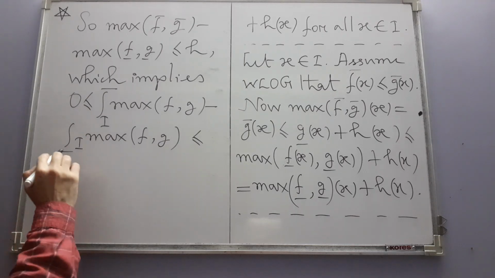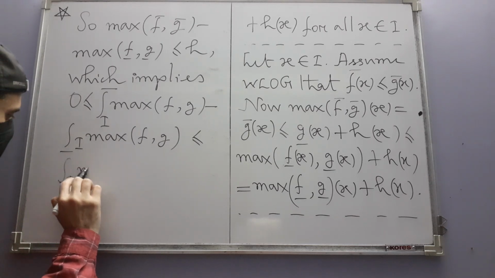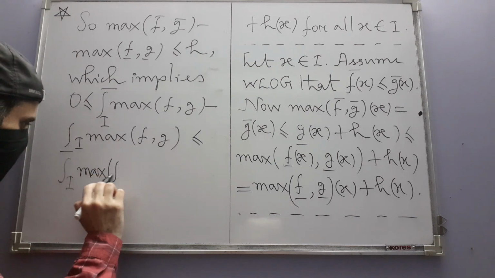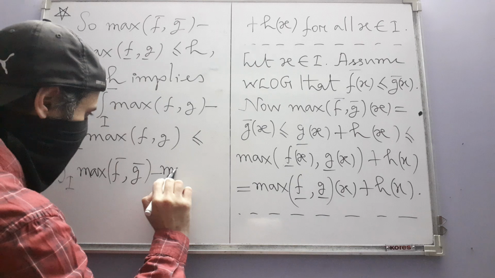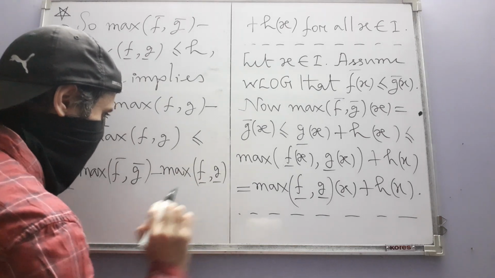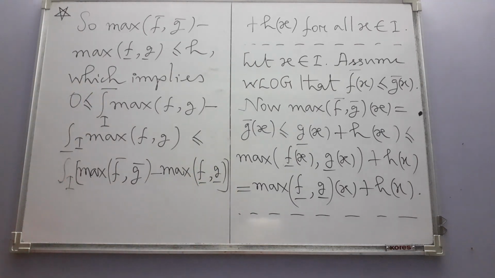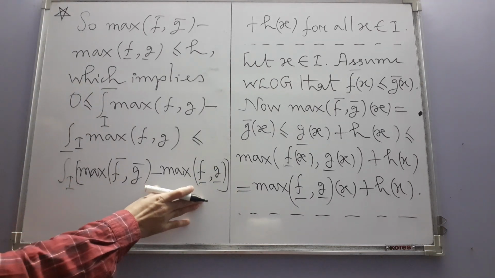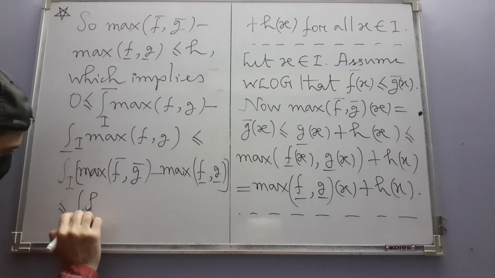the integral of max of f bar comma g bar minus max of f underscore comma g underscore. And now we have found that this is less than or equal to h, and that is why the integral is less than or equal to the integral of h.